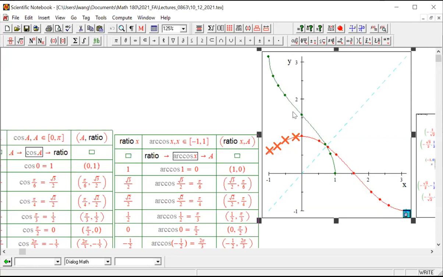And next, I want you guys to mark the points. Could you guys mark the points? For example, negative half, 2 pi over 3. What is negative half, 2 pi over 3? Right there. Okay. What is 2 pi over 3, comma, negative half, over there. Okay. So let me mark that as an example for you.